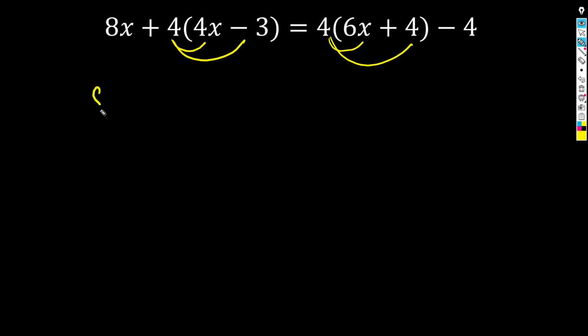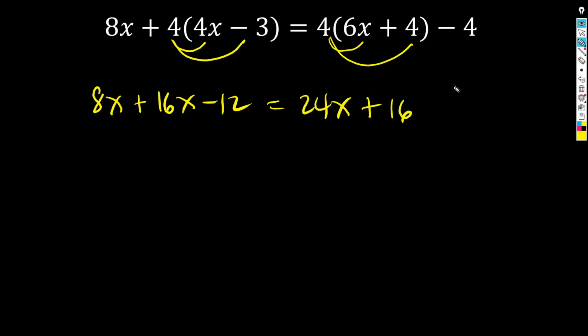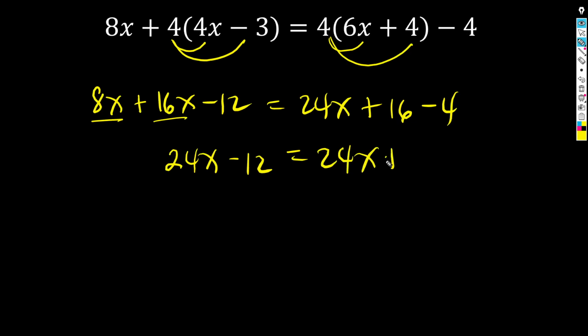So on the next line, I should have 8x plus 16x minus 12. Okay na yun. Equals 24x. And then you have your plus 16 and then minus 4. Okay, let's combine terms that we can from the left and from the right. 8x and 16x, that gives me 24x minus 12 equals 24x and then 24x plus 12.